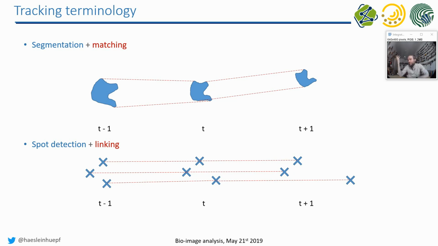Both are common, both are used, and depending on your particular use case, you will go one way or the other. In general, I would say typically spot detection is easier because you don't need such immense precision compared to outlining an object. It's simpler from a computational point of view. That's why it's faster, easier to get, usually in many of the use cases.